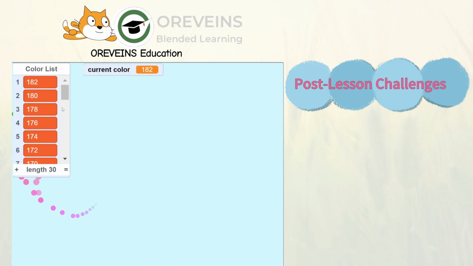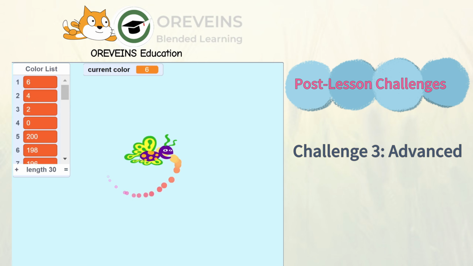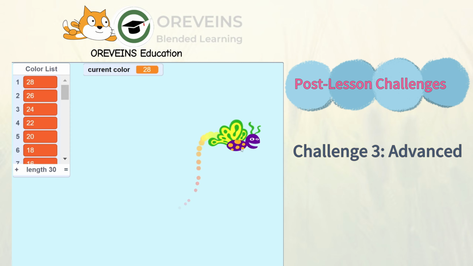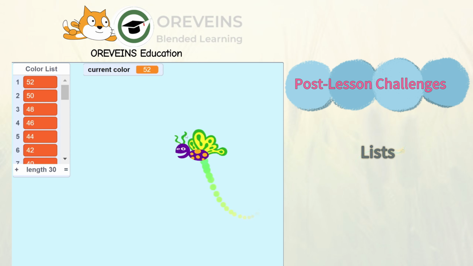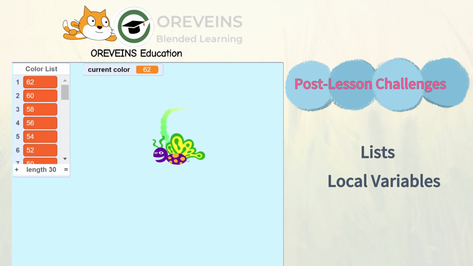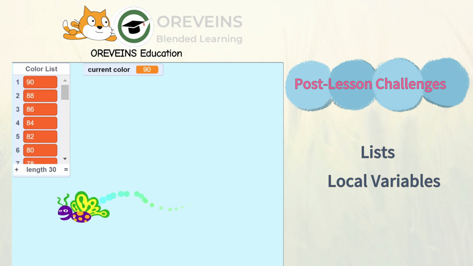Try it. Challenge 3. Advanced. Make the size of the dots gradually smaller from head to tail to create an even more realistic thick head, thin tail trail. This lesson combines lists and local variables to create a professional level visual effect. Mastering the data conveyor belt idea will help you build many cool projects in the future.